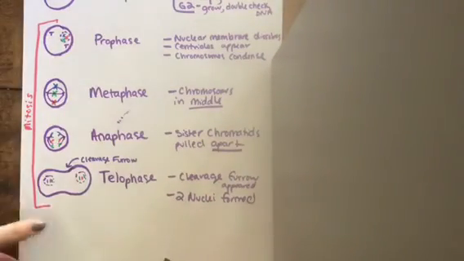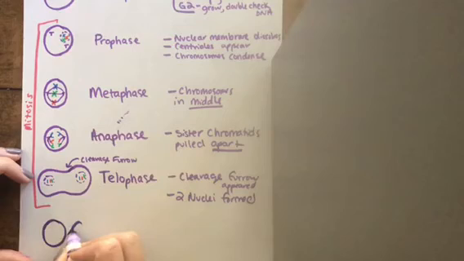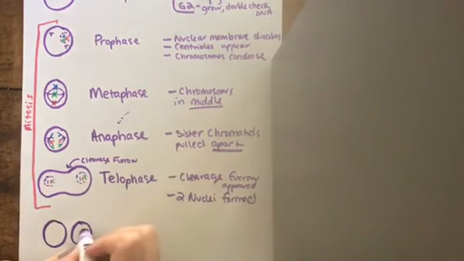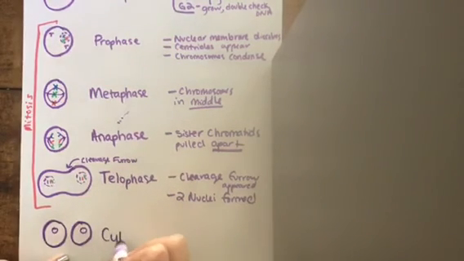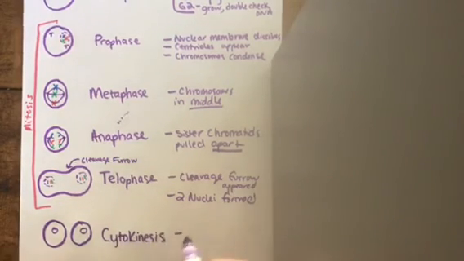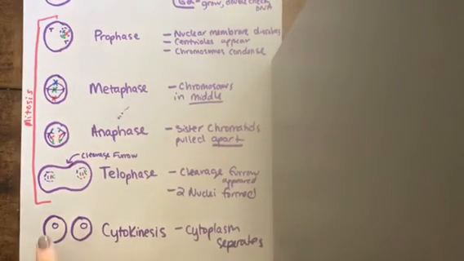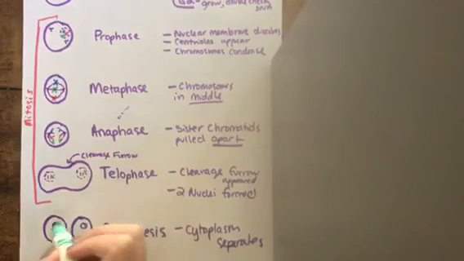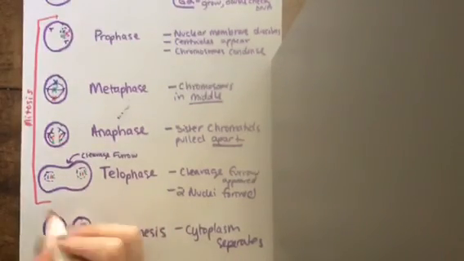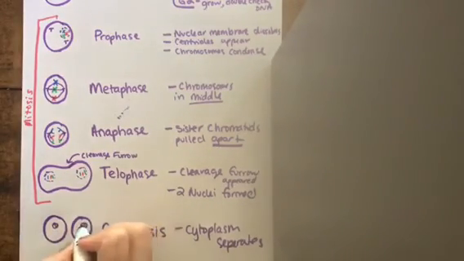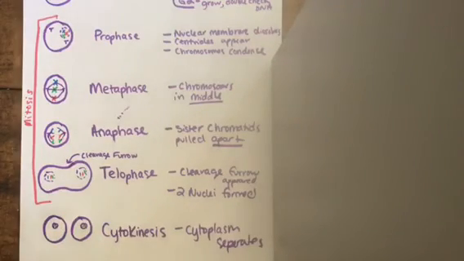All right, and then the last stage is when our cytoplasm separates completely. This is called cytokinesis. And that's just the cytoplasm separates. So we still have the same 2 nuclei and each color chromosome in each one. And so now we have two cells.